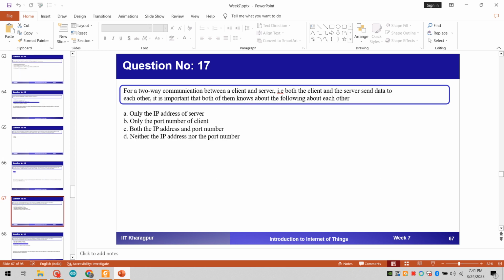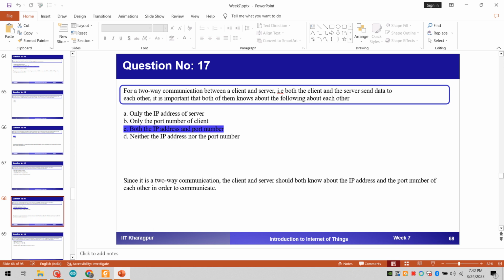Next question is, for a two-way communication between a client and server, that is both the client and the server send data to each other, it is important that both of them know the following of each other. Only the IP address of the server, only the port number of the client, both IP address and port number of each other, neither the IP address nor the port number of each other. Right. So C is the correct option for this.